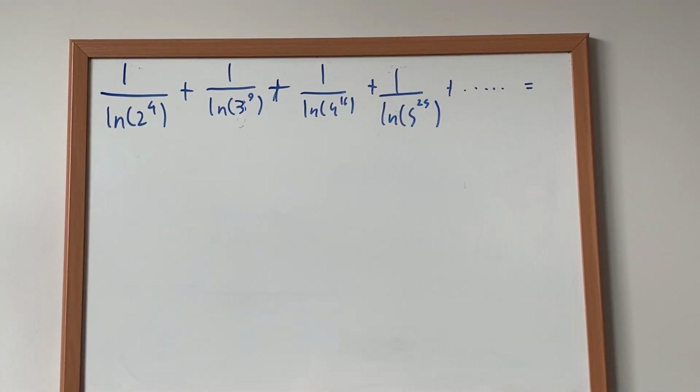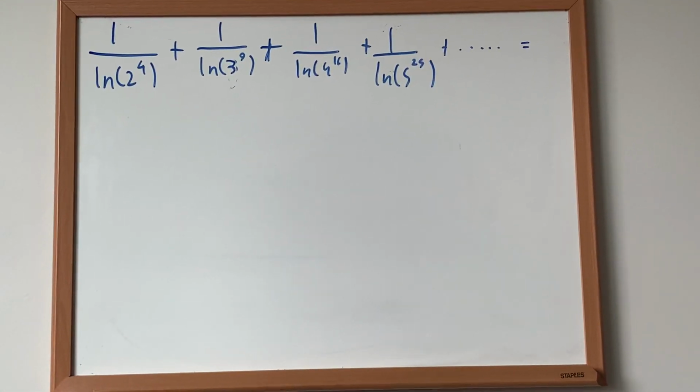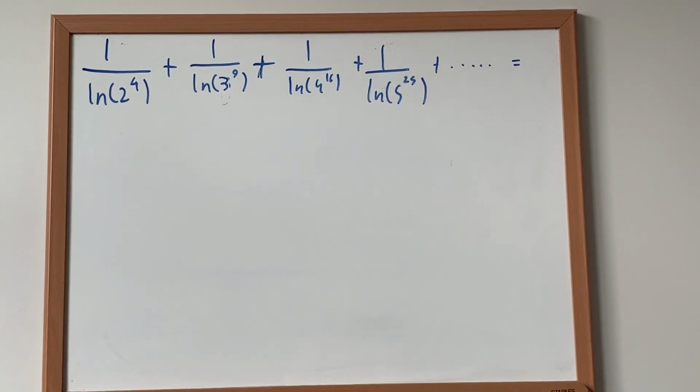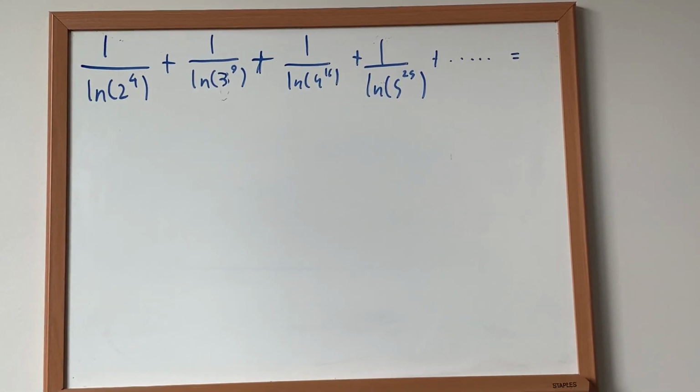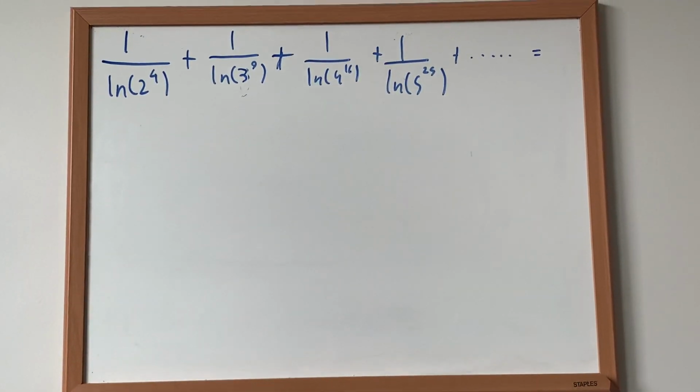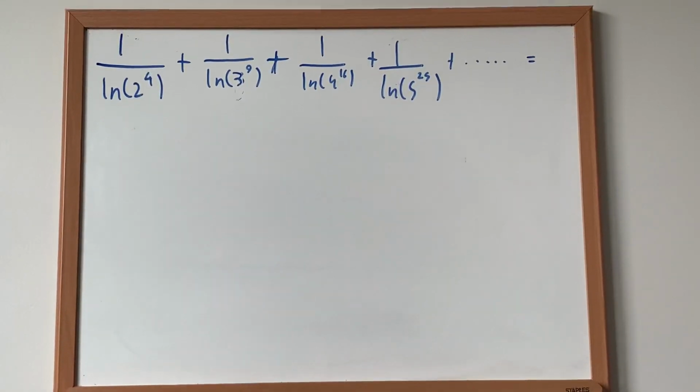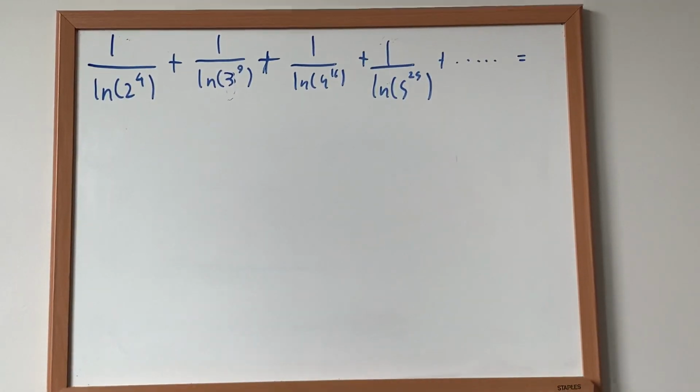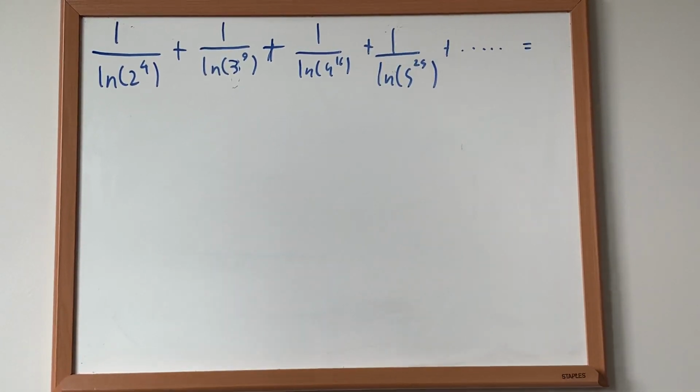So we have this series, we don't know the formula, but we have the terms. It's 1 over natural log of 2 to the power of 4, plus 1 over natural log of 3 to the power of 9, plus 1 over natural log of 4 to the power of 16, and plus 1 over natural log of 5 to the power of 25, and so on.